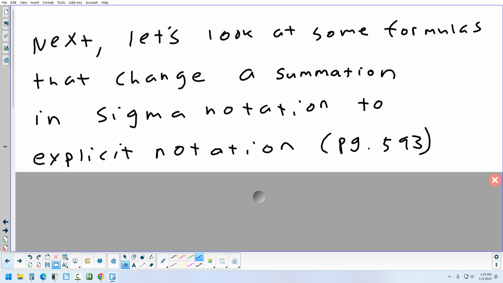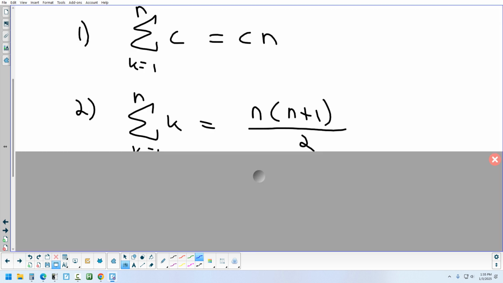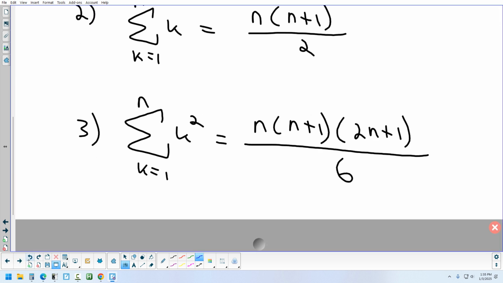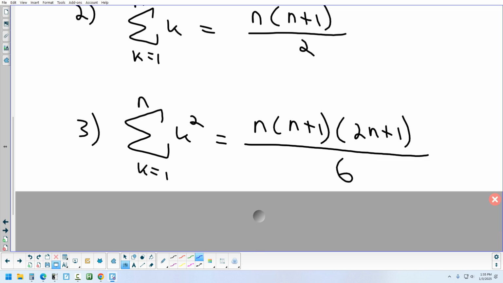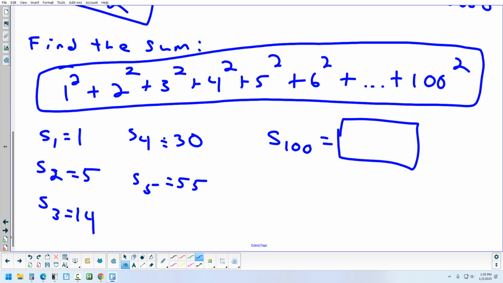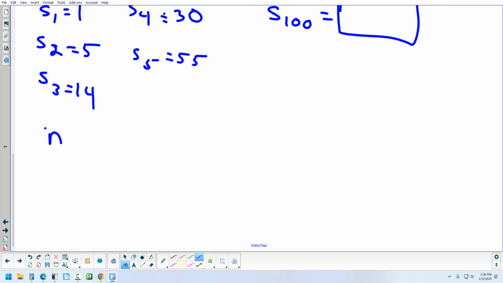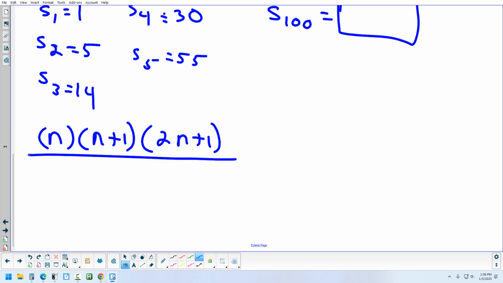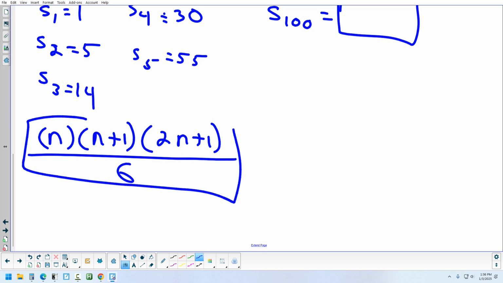So let's look at what the pattern is. Okay, so this is the pattern. N times n plus 1 times 2n plus 1 divided by 6. That's the formula you want to know. Okay, how would you figure that formula out? That's a little more complicated. So we're not really working on how do you figure it out. I just want you to use it.